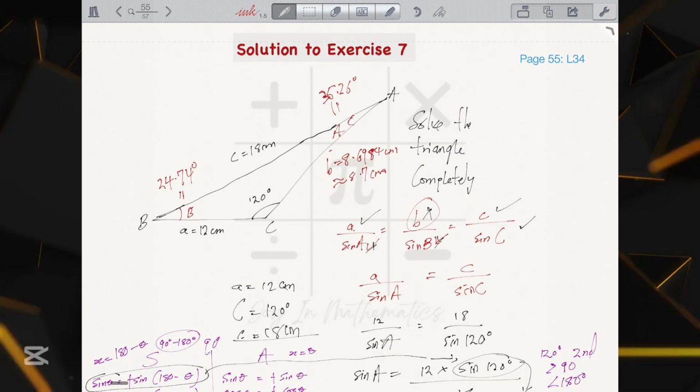So with this, we have been able to solve the triangle completely, with angle A equal to 35.26 degrees, angle B 24.74 degrees, and length b 8.7 centimeters. Now we are done with the sine rule. Let's take a look at the cosine rule.